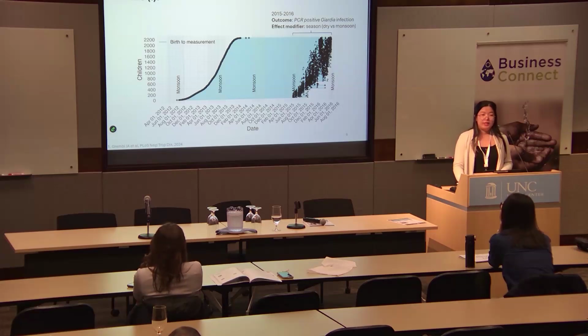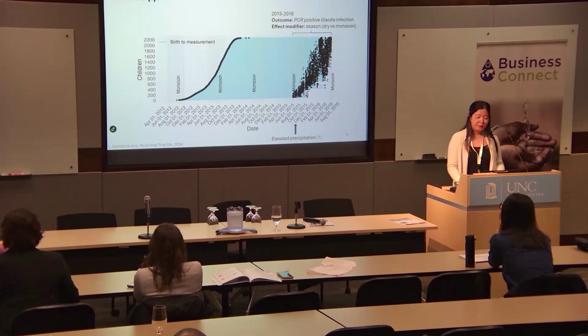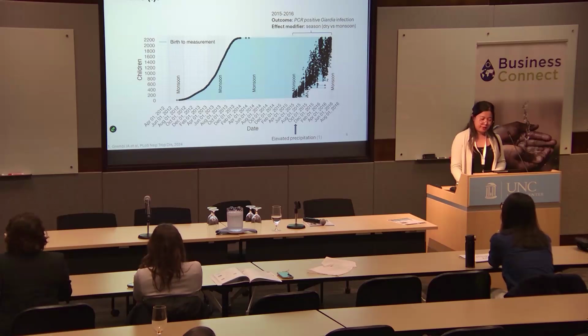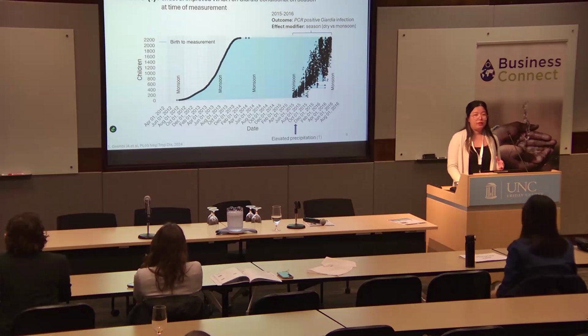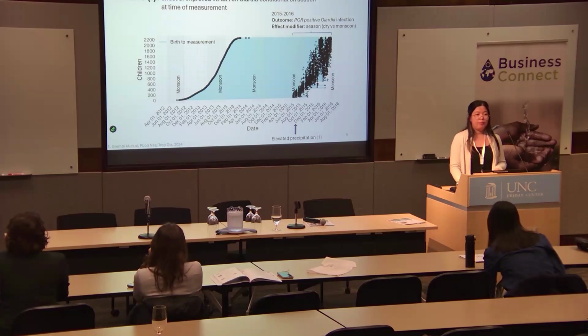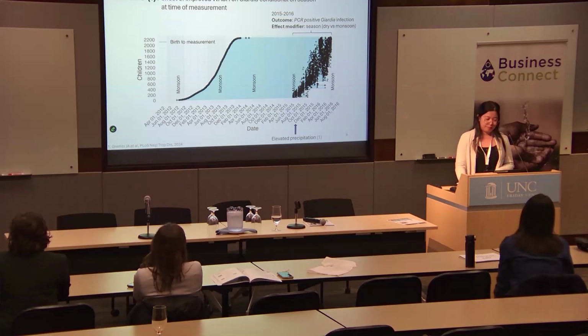We define monsoon season as the elevated precipitation, which was based on a previous study, and dry season as the other months. We then estimated the effect of improved WaSH on Giardia conditional on season at the time of measurement using linear, generalized linear models.